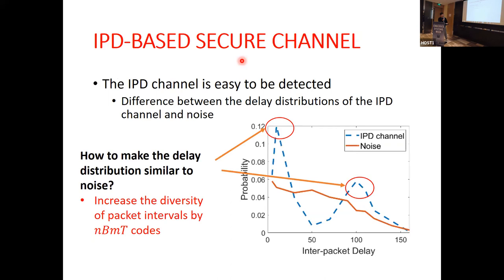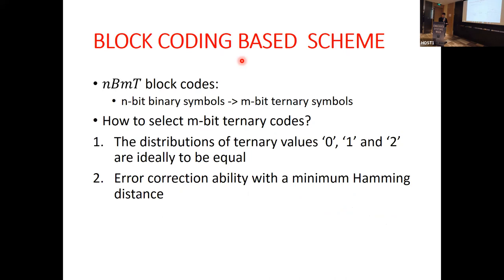We achieve it by increasing the diversity of packet intervals by NBMT code. So what is NBMT code? It maps n-bit binary symbols to n-bit ternary symbols.